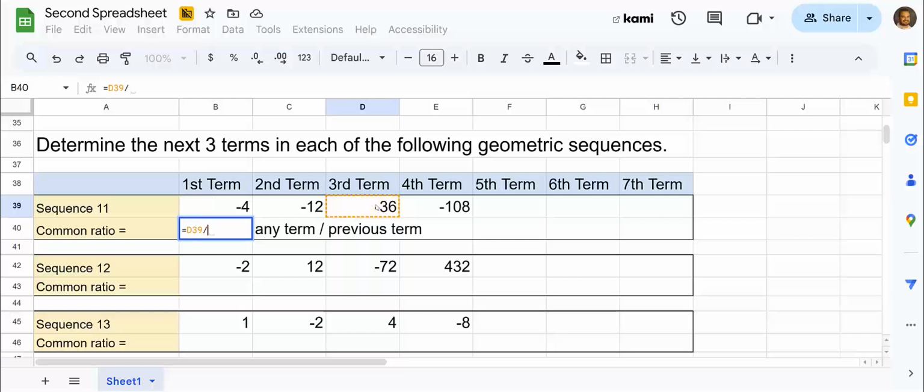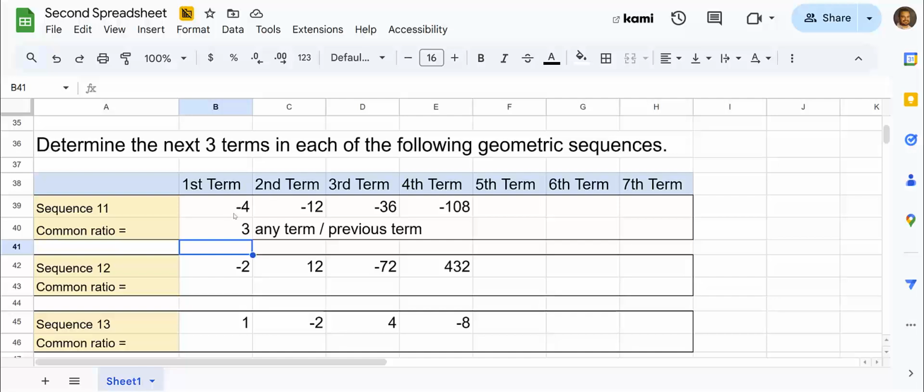And now we're going to divide. So use the slash, the / to do division, and then the previous term. Well, the previous term from the third term is the second term. So click on that one and press enter. And there we go. So what we see on this one is we are multiplying by +3 every single time.